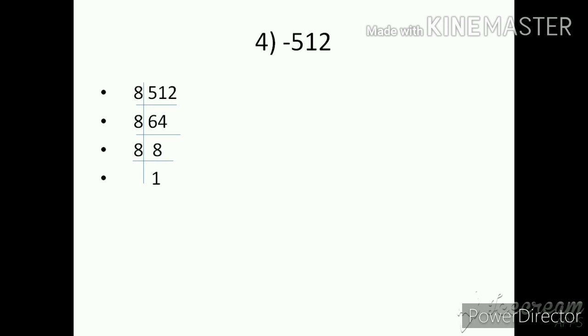By seeing the prime factor, children, we have to write down minus 512 equal to 8 into 64. 64 further split into 8 into 8. So here how many 8s did we get, children? 3. So among the 3 we will take down 1. Cube root of minus 512 equal to minus 8.